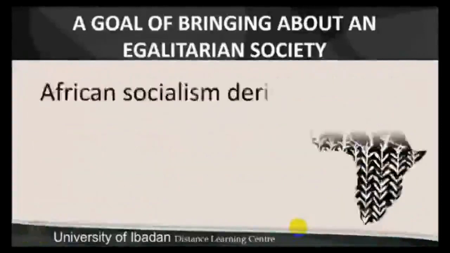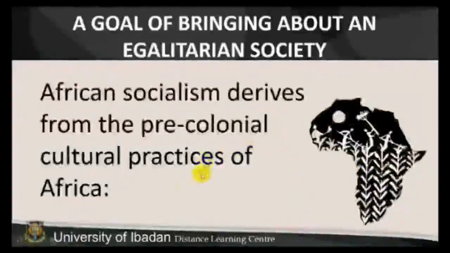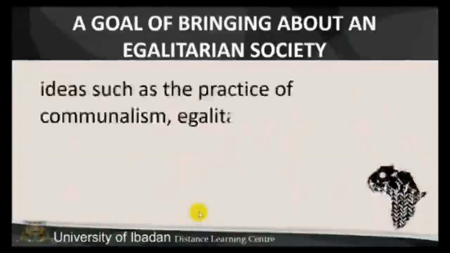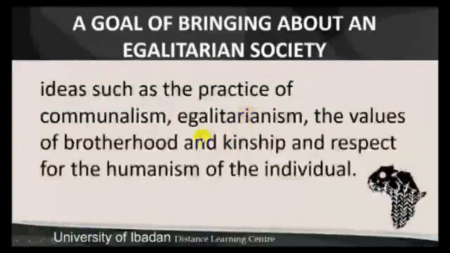African socialism derives from the pre-colonial cultural practices of Africa. Ideas such as the practice of communalism, egalitarianism, the values of brotherhood and kinship, and respect for the humanism of the individual. The group takes precedence over any of its parts, but it should be noted that the practice of African socialism was a flop. It neither improved production relations nor did it enthrone equity.